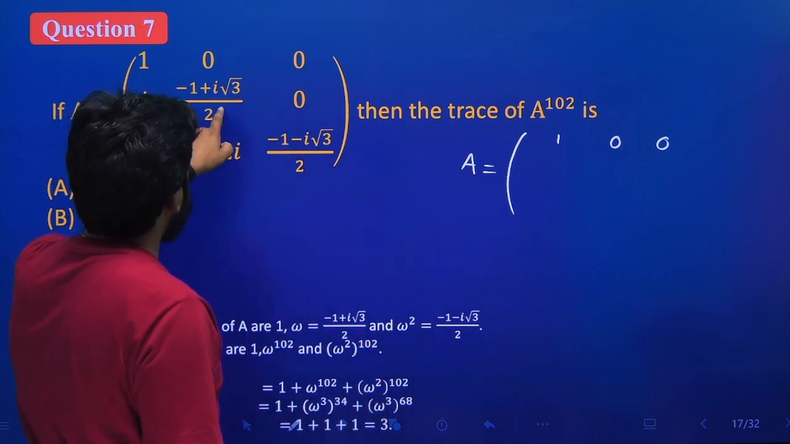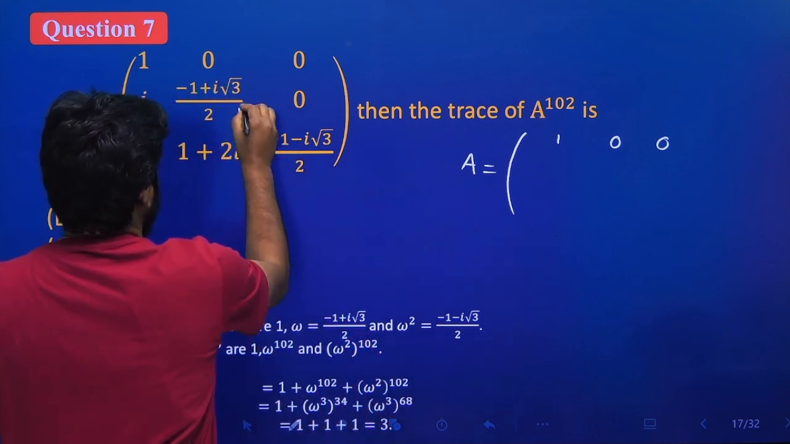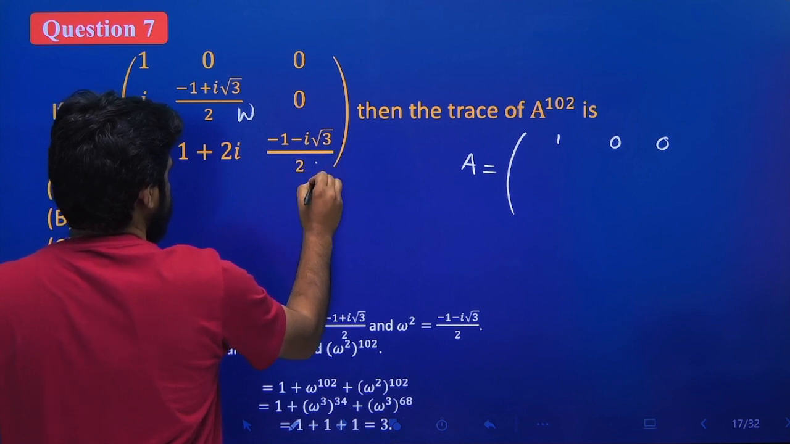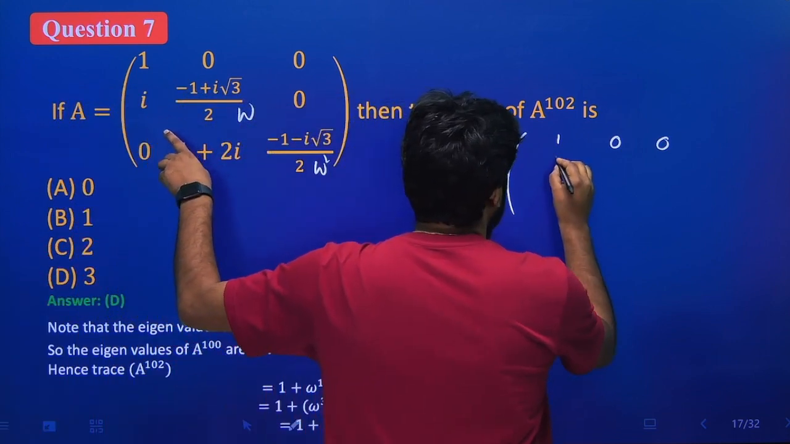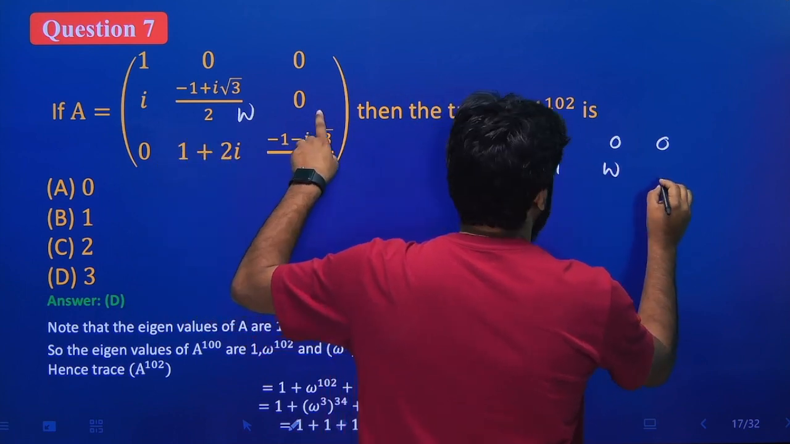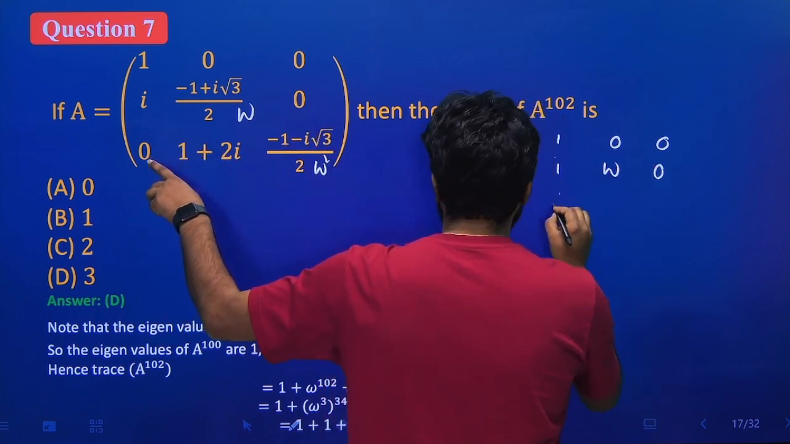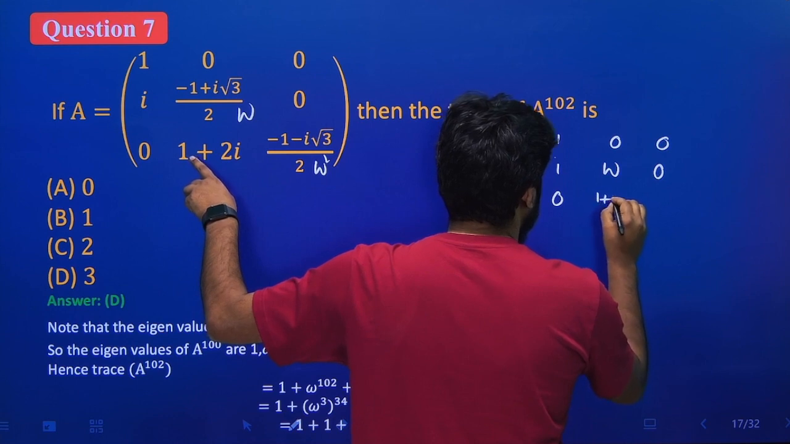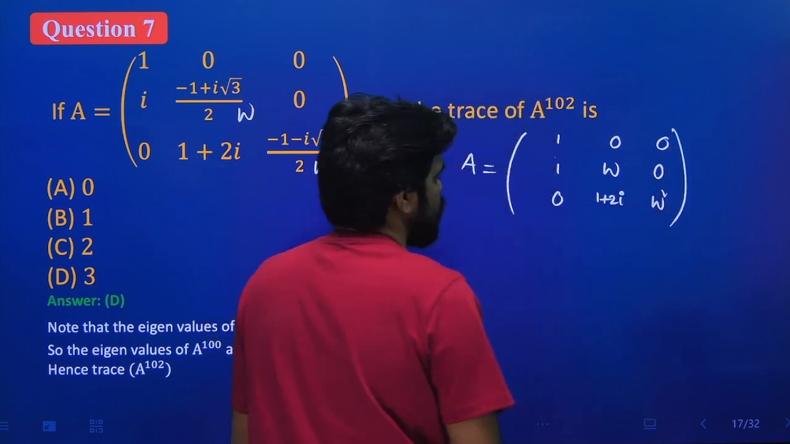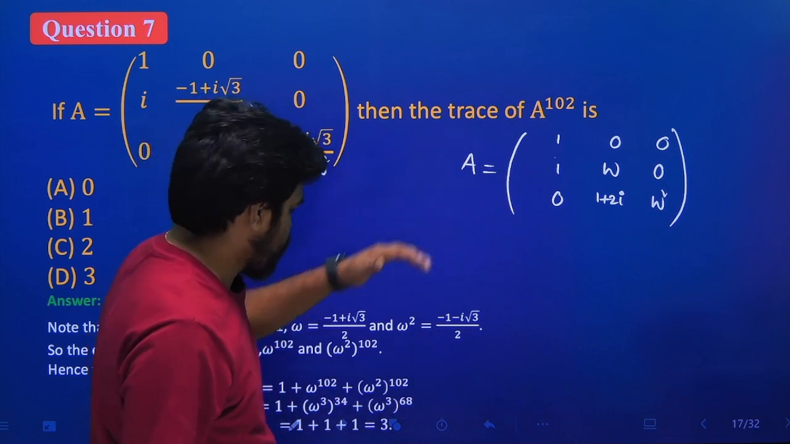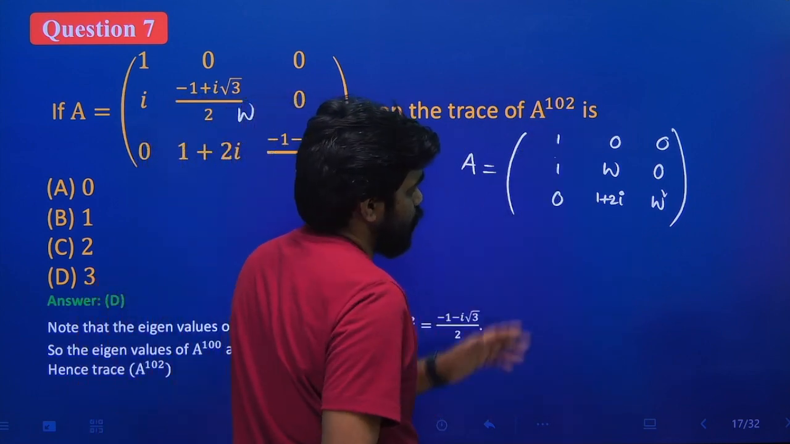Minus 1 plus i root 3 divided by 2. Basically, this is omega. Minus 1 minus i root 3 divided by 2, this is omega square, right? So the matrix is 1, 0, 0; i, omega, 0; 0, 0, 1 plus 2i and omega square. So basically this is the Gauss matrix. Just see, this is a lower triangular matrix.